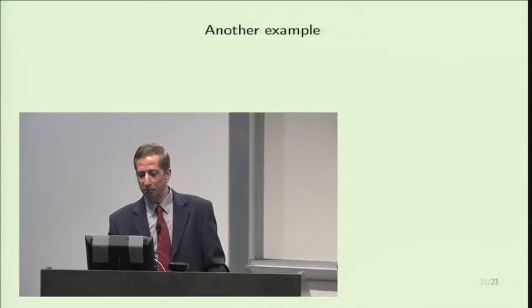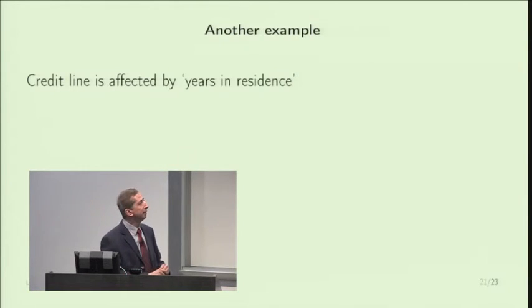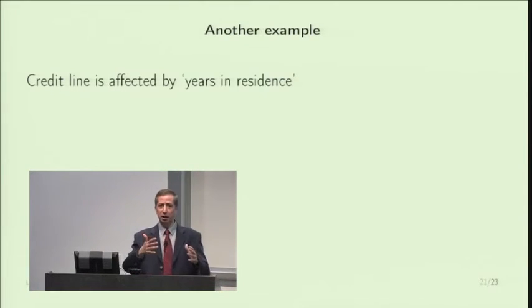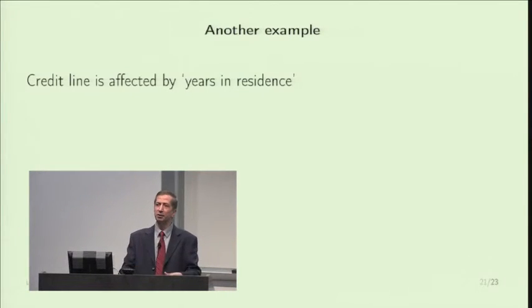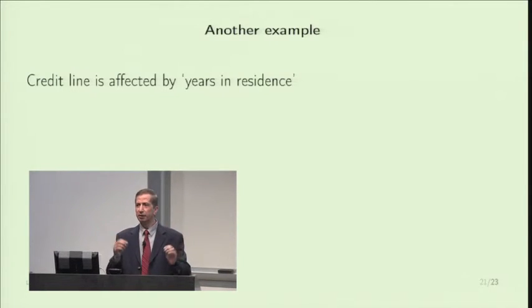Okay. So we take another example of nonlinearity. We take the credit line. Now, the credit line is affected by years in residence. We argued that if someone has been in the same residence for a long time, there is stability and trustworthiness. And someone who has been there a short time, there is a question mark, okay?